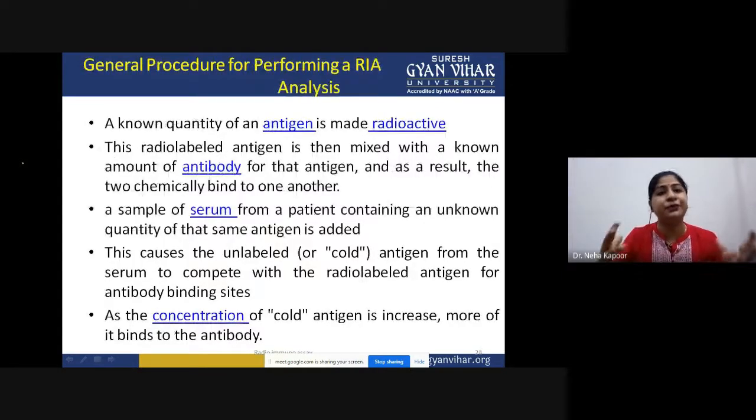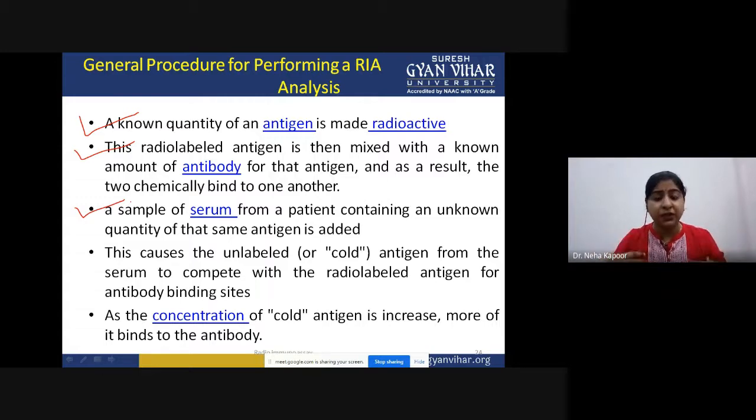Now, what is the procedure? First, you need to take a known quantity of antigen and label it with a radioisotope. That means a known quantity of antigen is made radioactive. Then this radioactive agent is mixed with a known amount of antibody for that antigen. Whenever you add the specific antigen and antibody, they will bind. Once they have bound, a sample of serum from a patient is added.